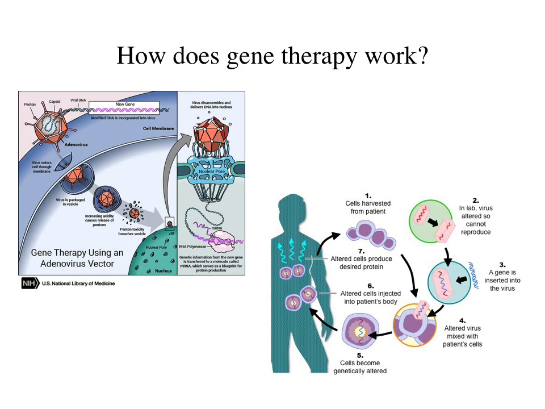The vector can be injected directly into a specific tissue in the body, where it will be taken up by individual cells. Alternately, a sample of the patient's cells can be removed and exposed to the vector in a laboratory setting. The cells containing the vector are then returned to the patient. If the treatment is successful, the new gene delivered by the vector will make a functioning protein.